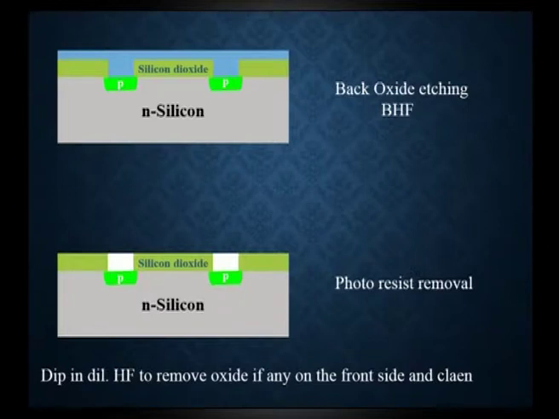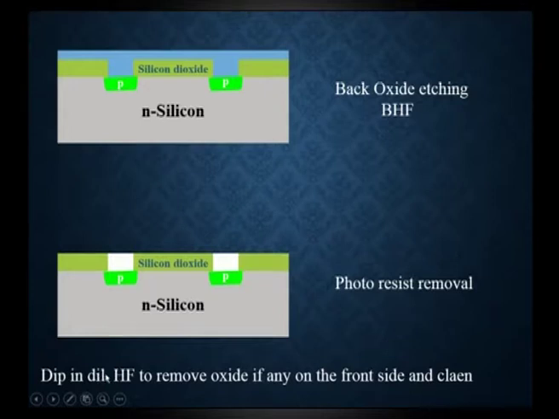After this, back oxide etching with BHF is made. After this back etching, we will find the silicon dioxide layer with the photoresist removal here, which has to be depleted. The photoresist will be completely removed, and it is going to be exposed like this.